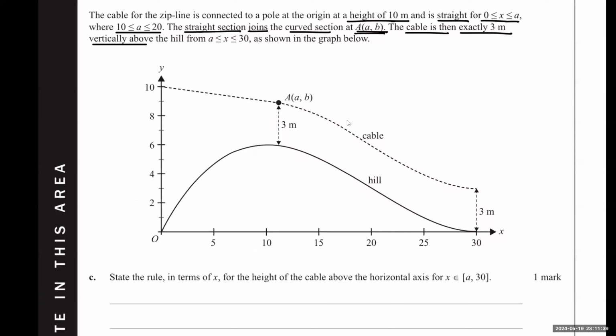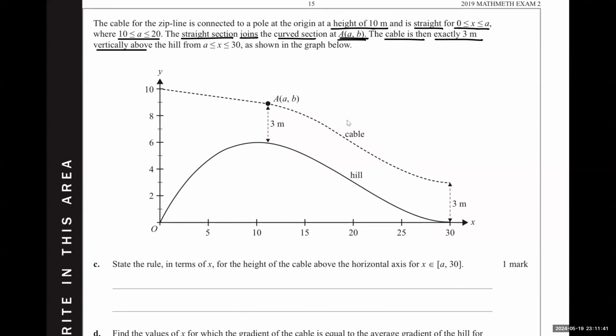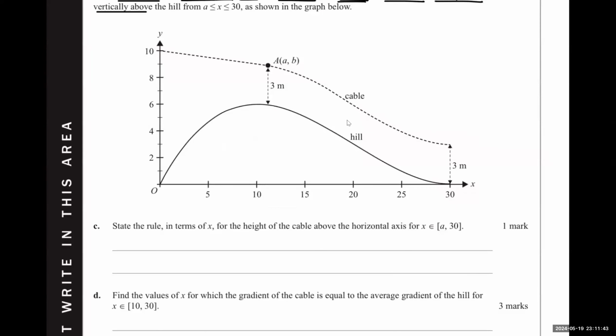And state the rule in terms of x for the height of the cable above the horizontal axis for x between A and 30. So I could say cable of x equals to f of x plus 3. Or let's say cable of x equals to 3x times (x minus 30) squared divided by 2000, add 3, okay?